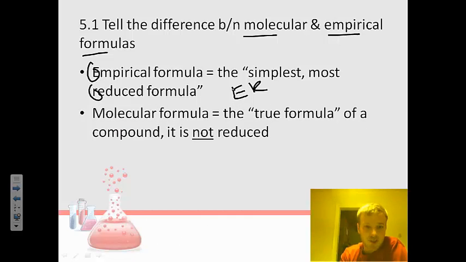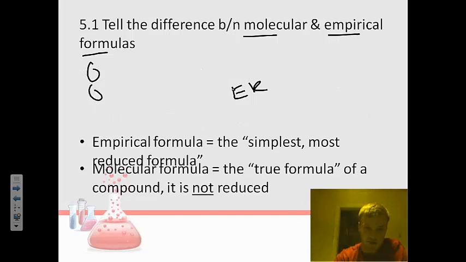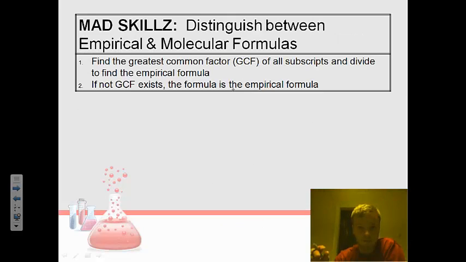Molecular. This is the true formula. This is the complicated one. It is not reduced. And the best way to describe this is actually just to look at an example. So let's go ahead and do that now. Okay, mad skills. You've got two steps here in order to tell the difference between empirical and molecular formulas.